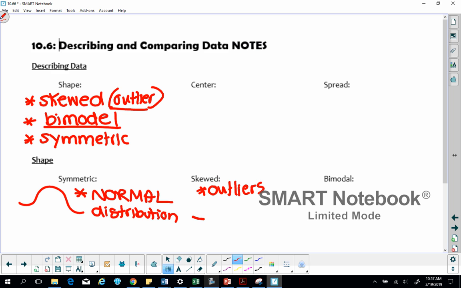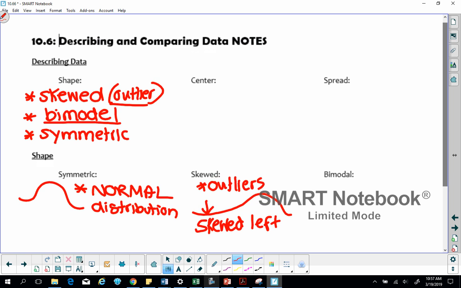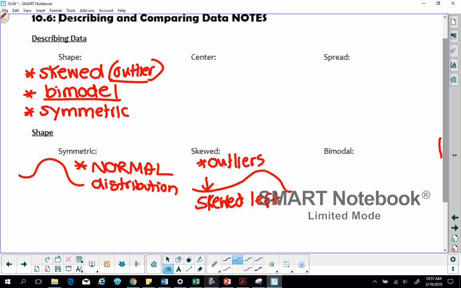Whatever way the tail is, that's the way it's skewed. So what would this one be? Skewed to the what? Left. Good. The tail is at the left. We're just reviewing what we've done and then adding on, but this way you have all of the notes on one sheet. So what would this be? Skewed to the what? Right. Good. Skewed right. So whatever way the tail is.